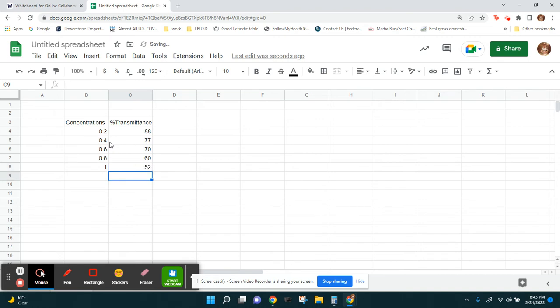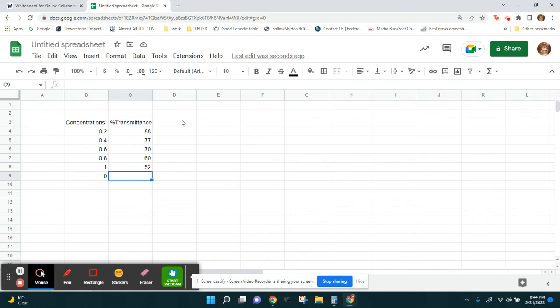Okay, so this is the data you should have. This is for the 5 diluted solutions that you should have. You should also add a 6th point. The concentration is 0. The percent transmittance should also be, well, actually, no. The absorbance will be 0. That'll be in another one.